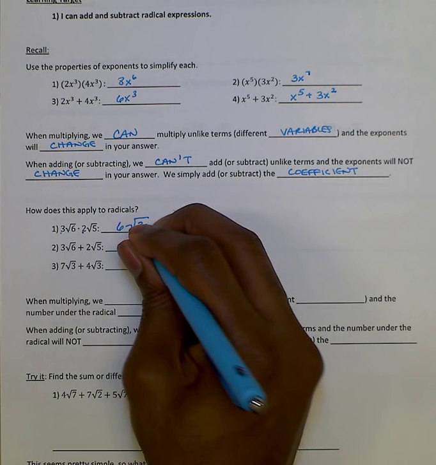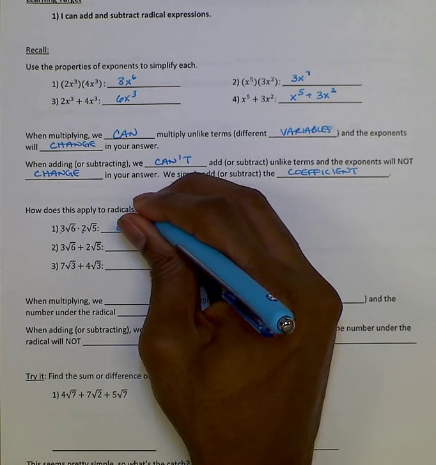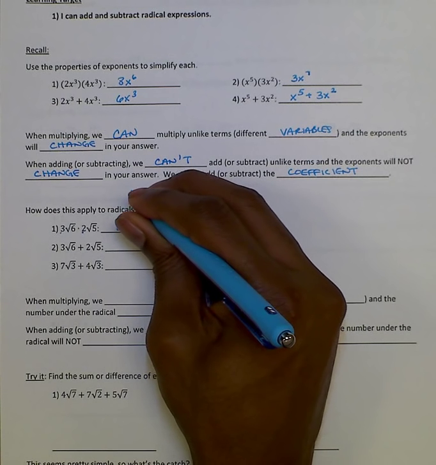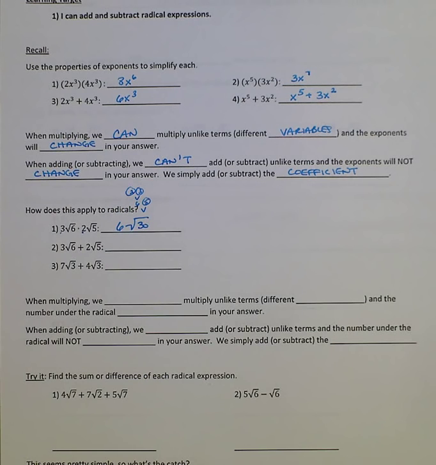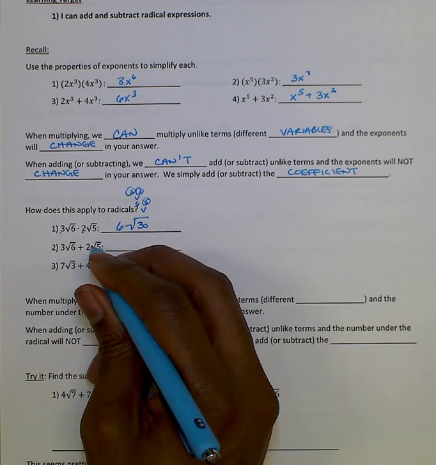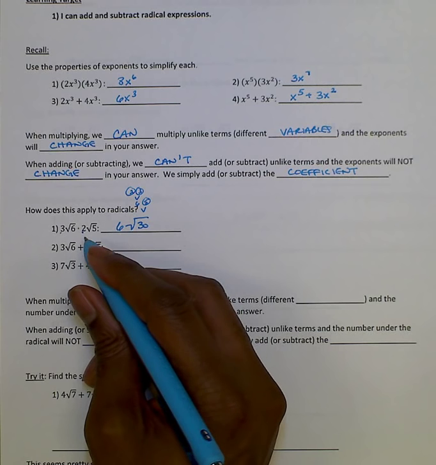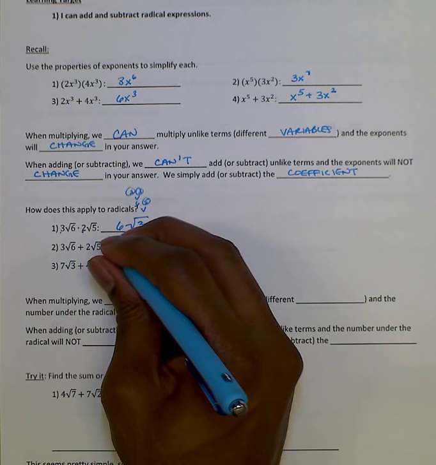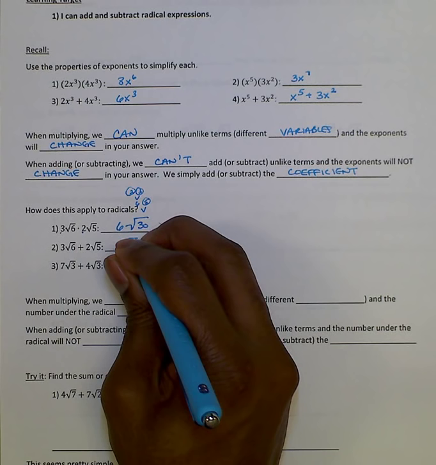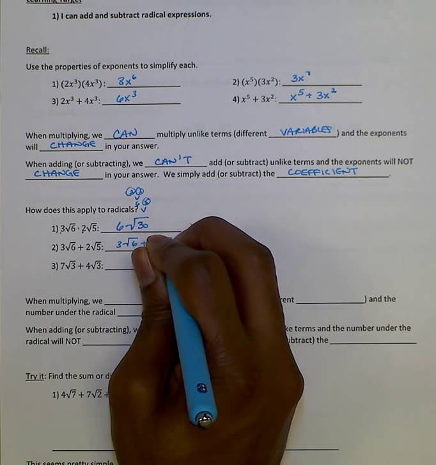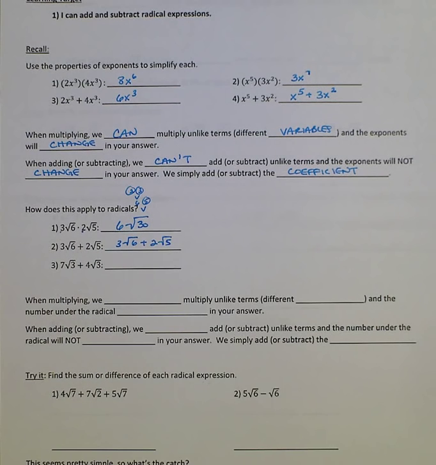Generally we want to make sure that we are simplified as much as we can be. There are no pairs stuck in here, so 6 radical 30 is our final answer. Now adding, remember that we need to have like radicals, or like terms, in order to add. So we have 3 radical 6 and 2 radical 5. They aren't like terms. They don't simplify or anything. So our final answer would be 3 radical 6 plus 2 radical 5. Not pretty, but our final answer.